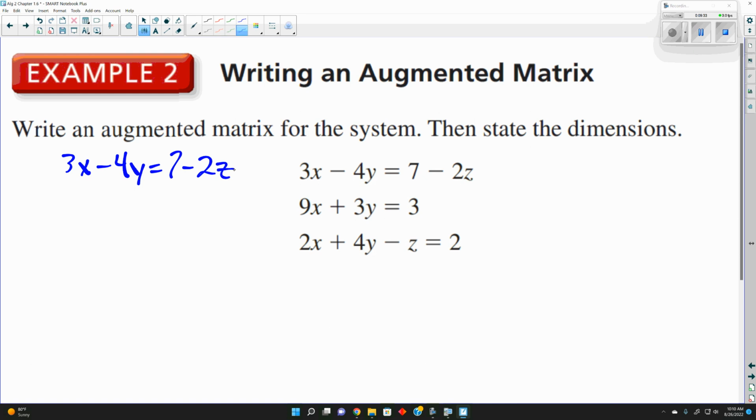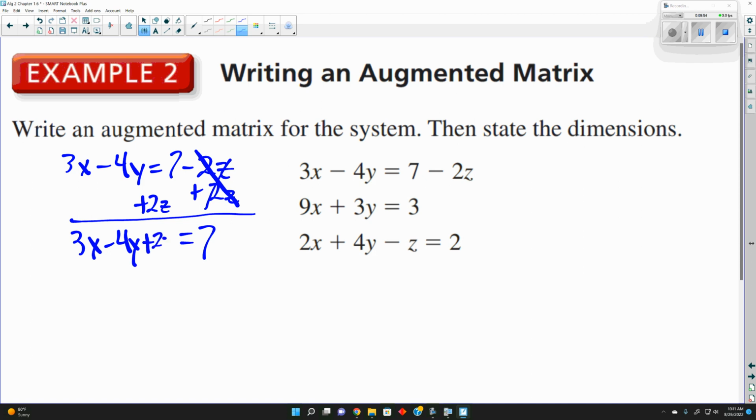How can we move the z? Yeah, we can add it to both sides, yes? So I can add 2z here, add 2z here. Negative 2z plus 2z will cancel, leaving this equal to 7, yes? Let's just keep it in standard form. 3x minus 4y plus 2z is equal to 7. So this is now taking the place of that equation.